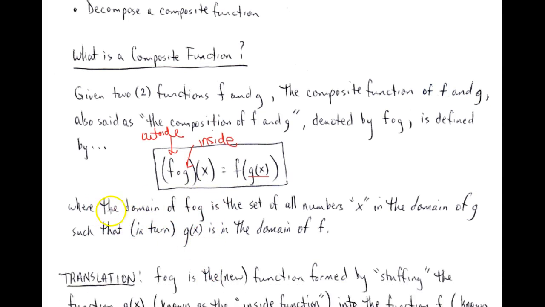And of course, the domain of f composed with g is the set of all numbers x in the domain of g such that in turn g of x is in the domain of f. So in other words, we have to first satisfy the domain of the function g of x, and then all those corresponding y values for g of x have to be in the domain of f of x. And so we're going to learn how to deal with that.